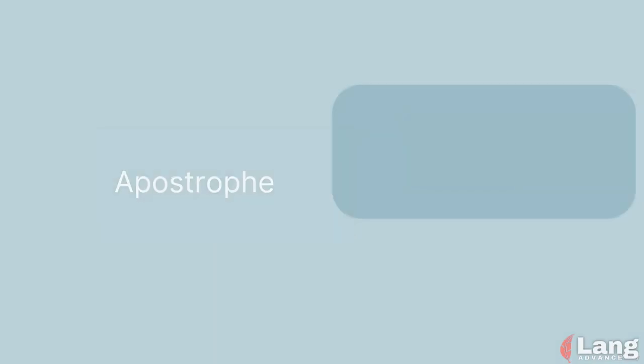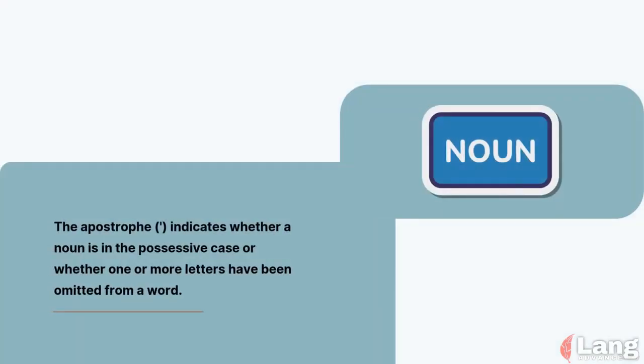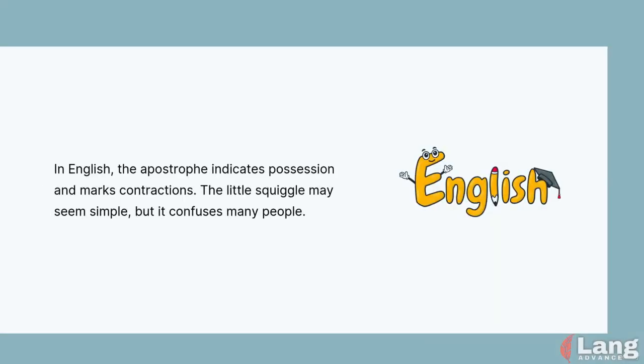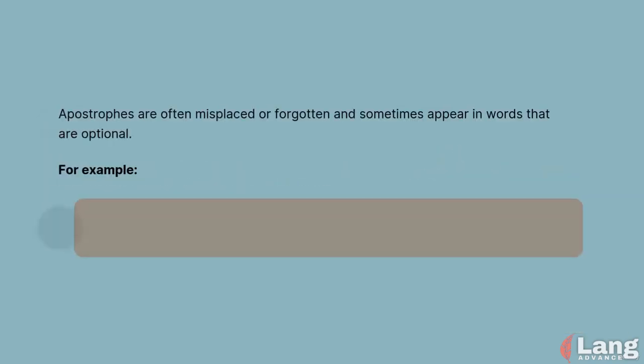Apostrophe. The apostrophe indicates whether a noun is in the possessive case or whether one or more letters have been omitted from a word. In English, the apostrophe indicates possession and marks contractions. The little squiggle may seem simple, but it confuses many people. Apostrophes are often misplaced or forgotten and sometimes appear in words where they are optional. For example, Harold's dog is bigger than Tiffany's.